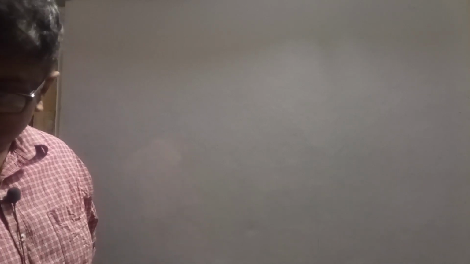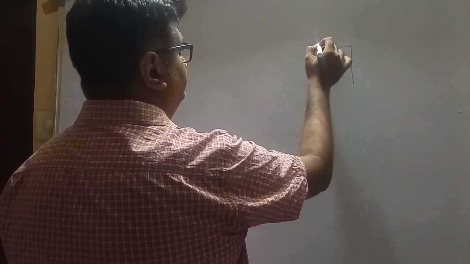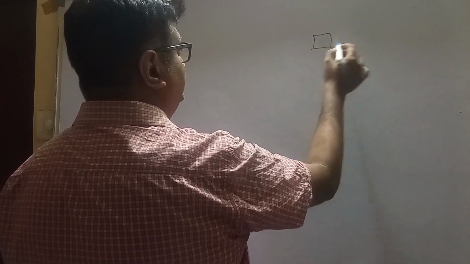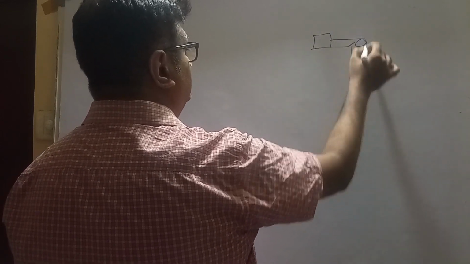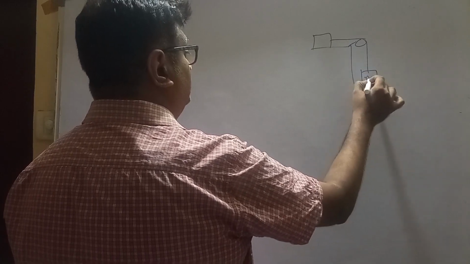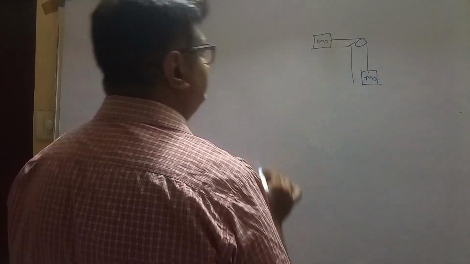So usually this tension in the string calculations are usually asked. So let us see a couple of cases in that. Okay. So I'm going to take up this case. There's a mass here and there's a pulley and one mass m2, mass m1.